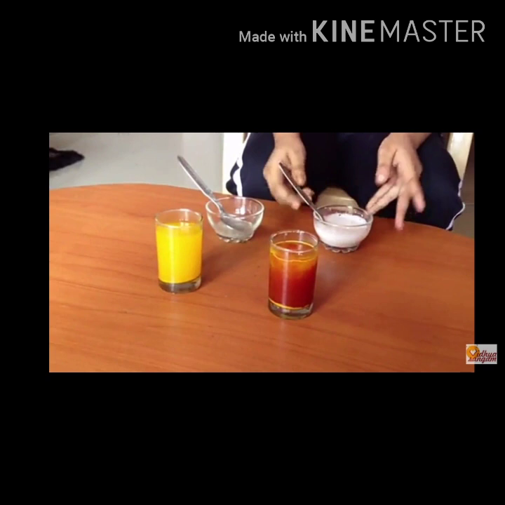On the other side, we have taken soap water and we added it to turmeric water. So now we observe the color changes from yellow to red. Now this indicates that the solution is basic. That means soap is basic.